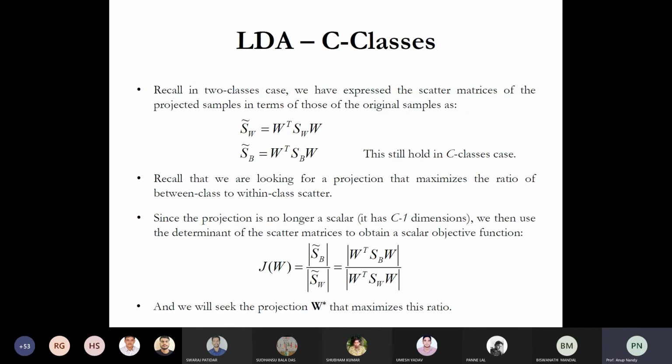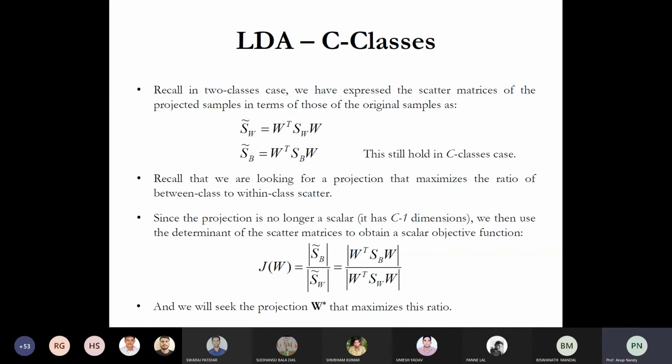Now, if you recall the two-class case, we expressed the scatter matrix of the projected samples as S̃W equal to W transpose SW W and S̃B equal to W transpose SB W. This will still hold for the C-class case because here W is a matrix. You are looking for the projection that maximizes the ratio of between-class scatter and within-class scatter. This projection is no longer a scalar, as it has C minus 1 dimensions.